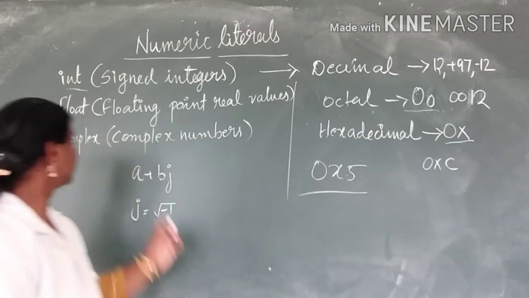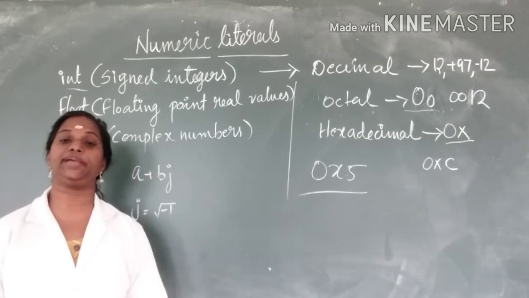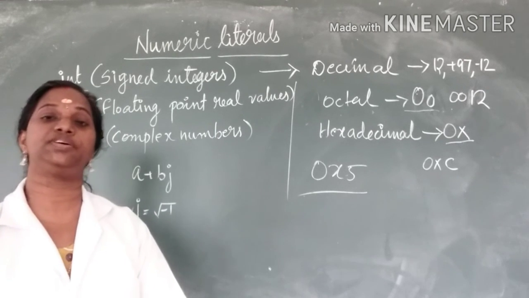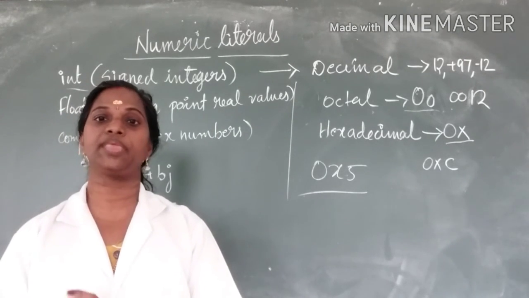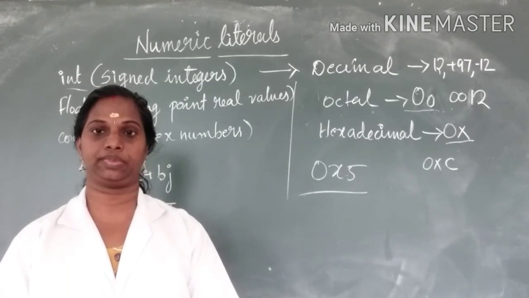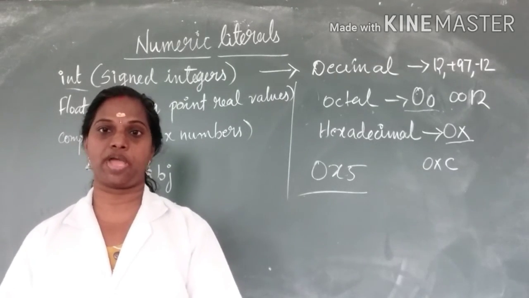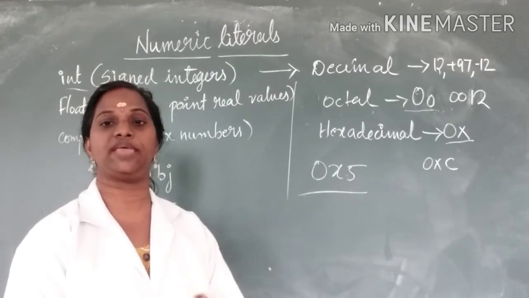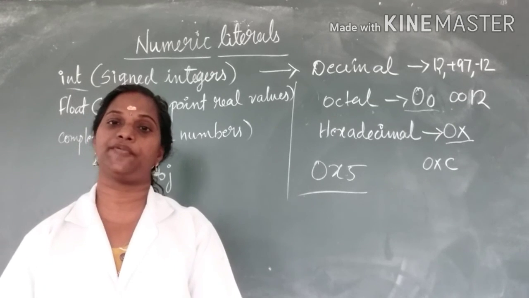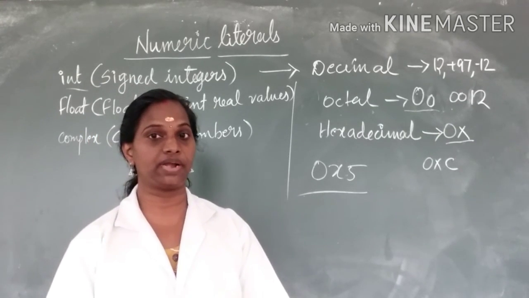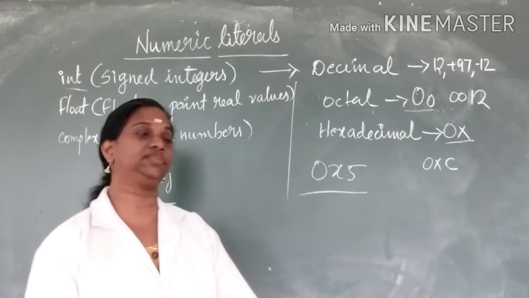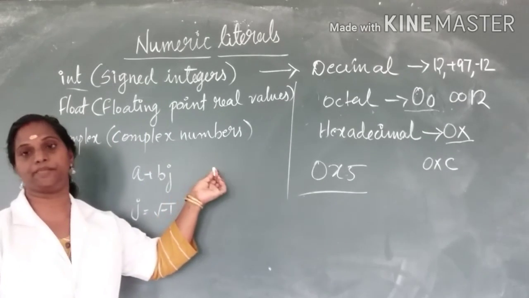Then our next one is floating point real numbers. Floating point real numbers means a real number with a decimal point. For example, 12.57. Clear? This type of number is called a floating point real number.